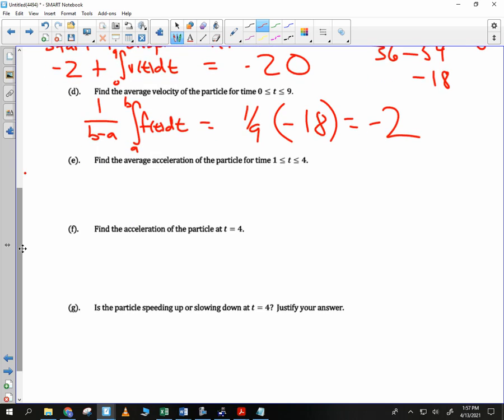Find the average acceleration from 1 to 4. True or false? I'm given the acceleration function. False. True or false? The acceleration function is the derivative of the velocity function. I'm not finding the exact, I'm finding the average. So I need v of 4 minus v of 1 over 4 minus 1.